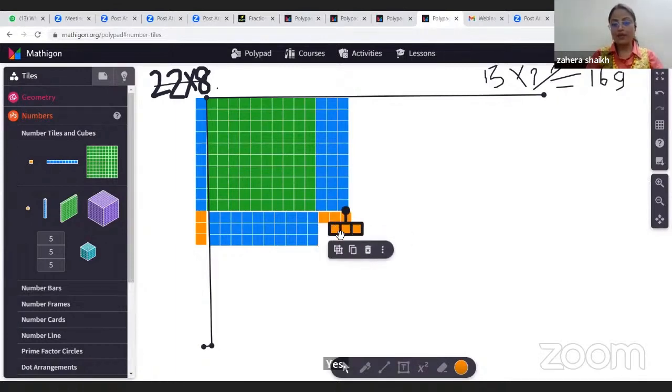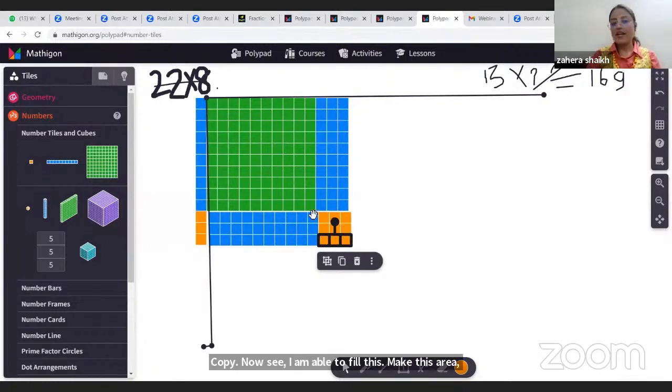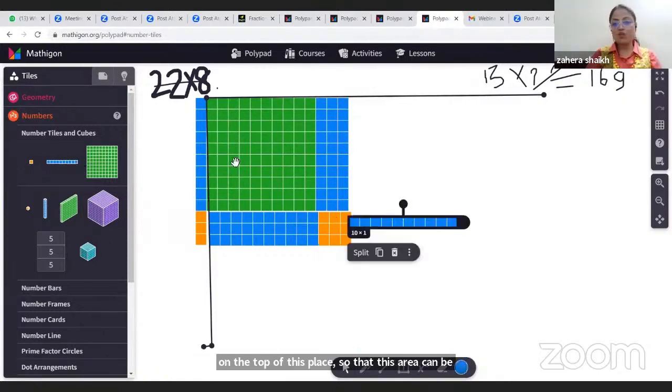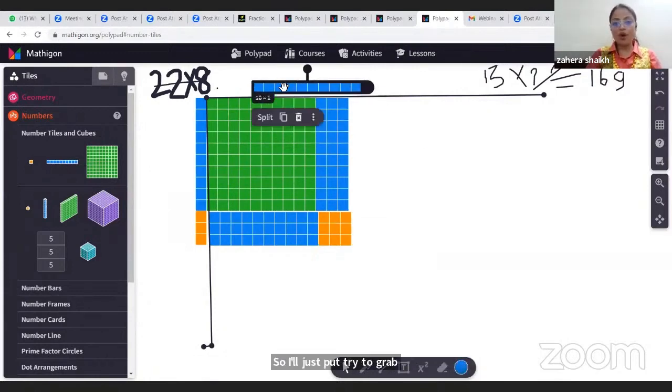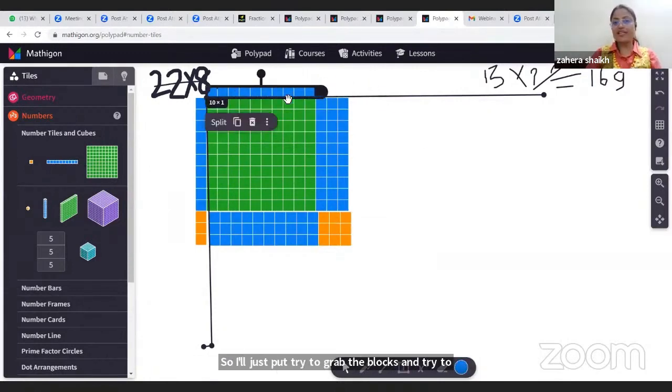Group, copy, copy. Now see, I am able to fill this area, this rectangle, easily, right? Now I have to find out what numbers can be placed on the top of this so that this area can be completed. So I'll grab the blocks and try to get the idea of what exactly the number would be. I can see that if I place only 1 tower of 10, the place is still left.